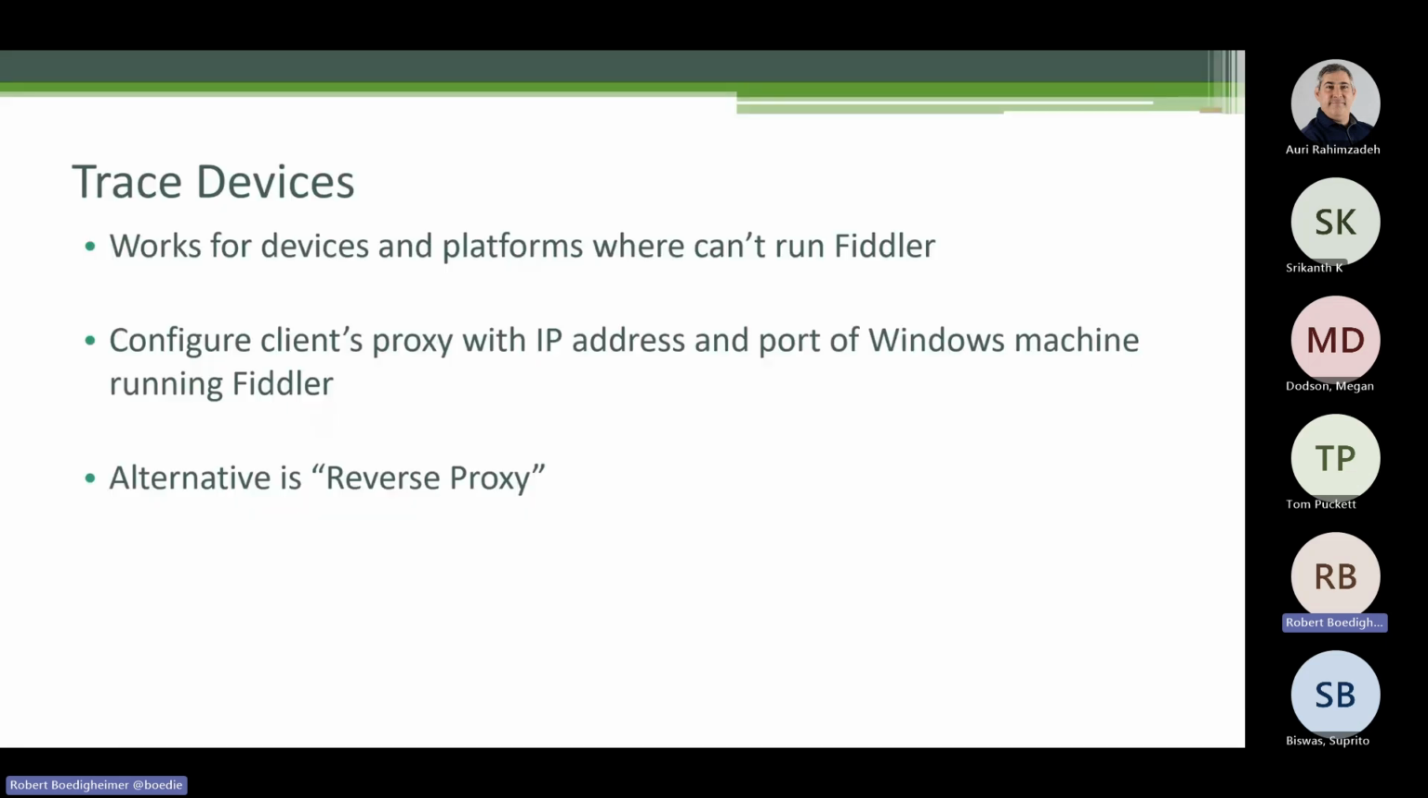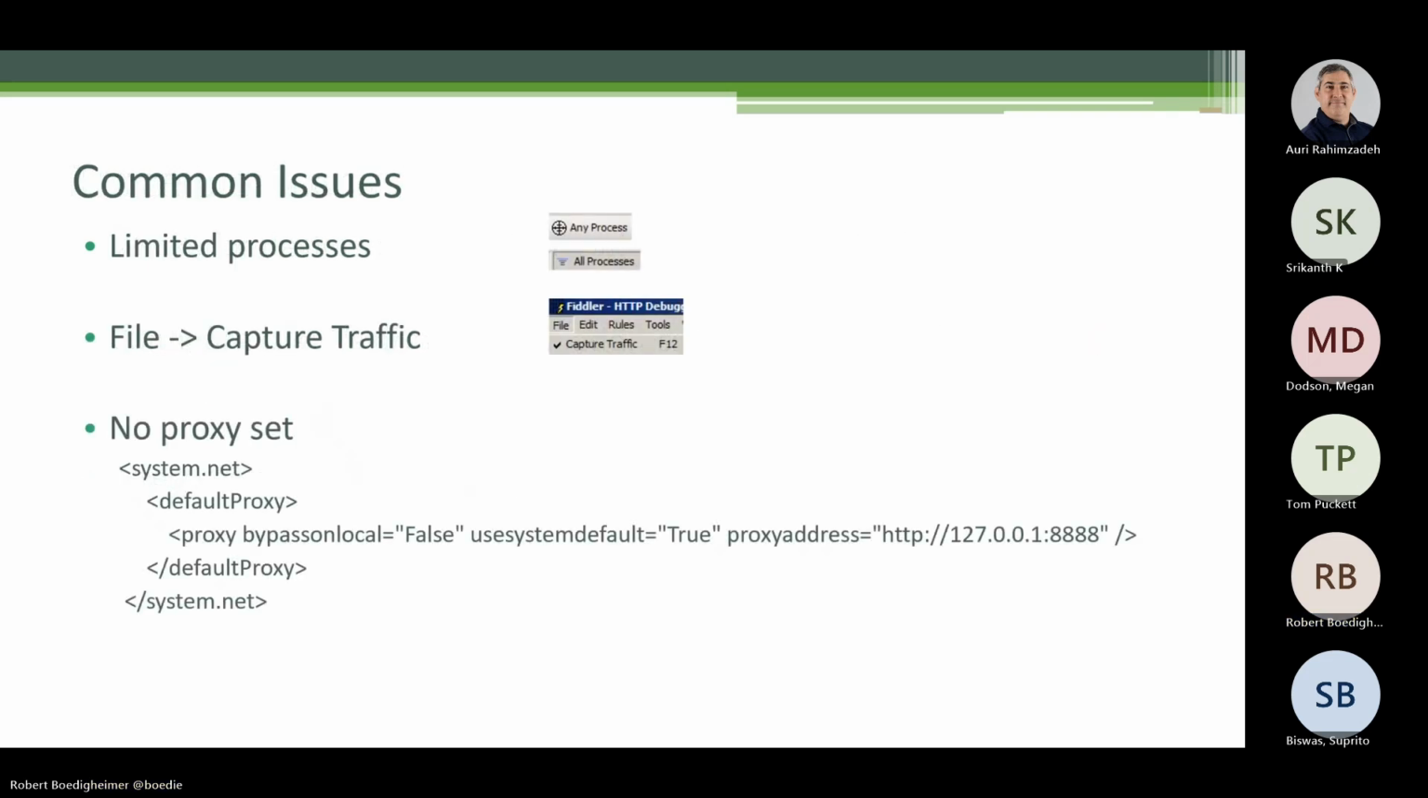But that allows us to do tracing of any other device routed through our machine. And like I said, I can still do everything I want to do. I can set up breakpoints. I can do filters. Anything I'm used to in Fiddler, I can take advantage of, even though it doesn't run on an iPhone. So there are some common issues that you'll run into. I'll show you a couple of them.